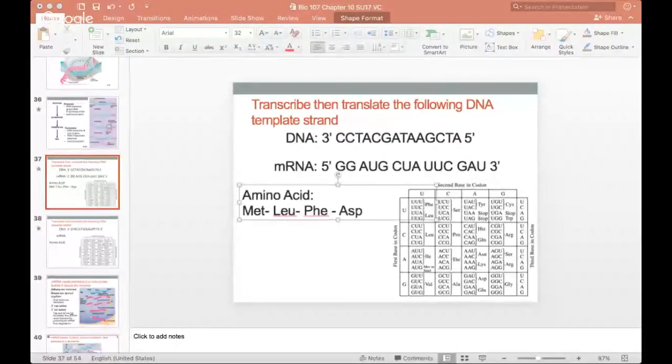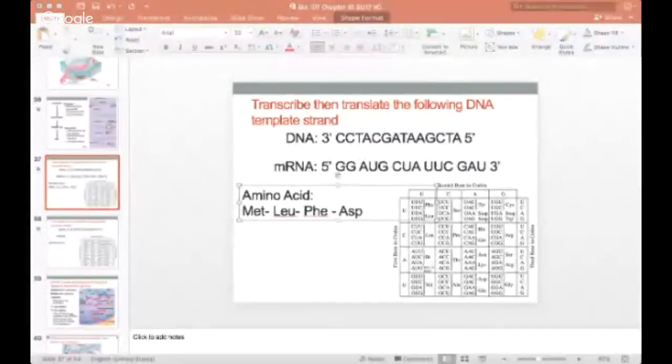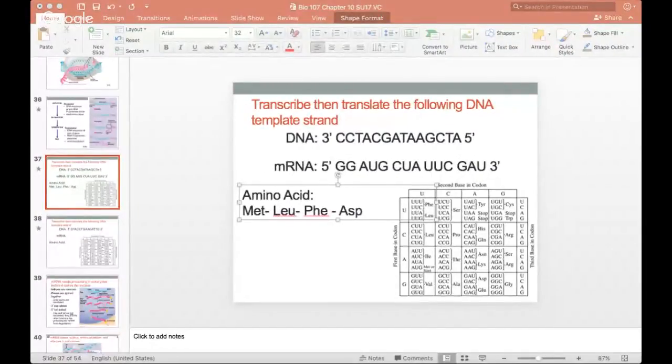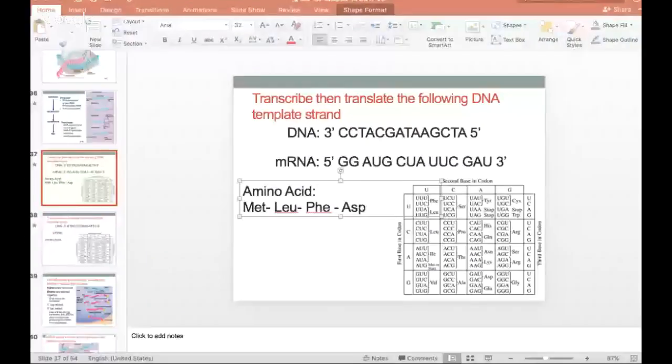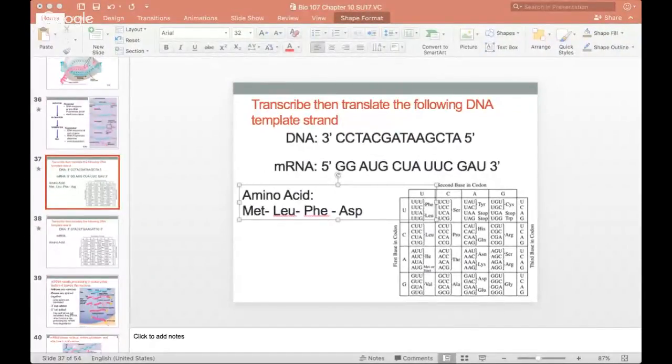Let me do some quick troubleshooting to make sure that everything is looking okay. Awesome. So it looks pretty good.